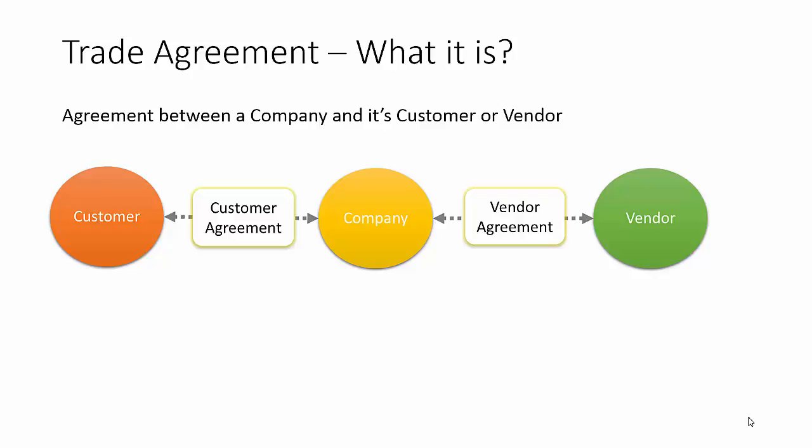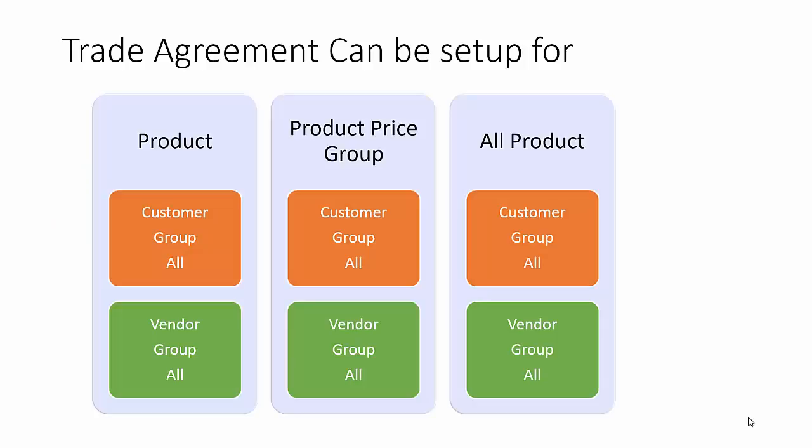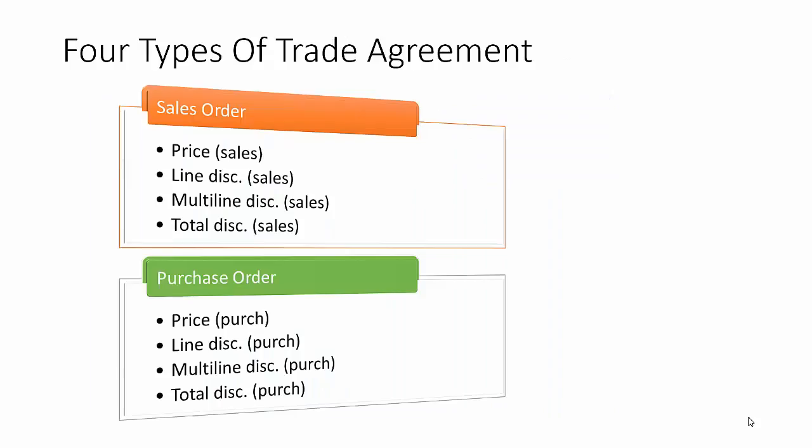Trade agreements are fixed price or discount agreements that are set up for one or more customers or vendors for the sale or purchase of individual or multiple products. Trade agreements can be set up for the following or a combination of the same: for a specific customer, vendor or product; for a group of customers, vendors or products; for all customers, all vendors or all products. Let us first briefly understand the four types of trade agreements created in Microsoft Dynamics AX 2012 and the significance of the same.